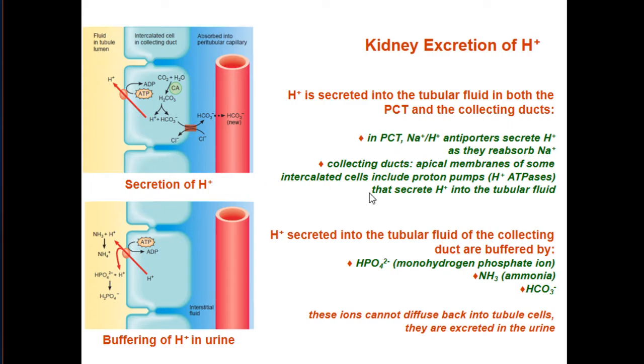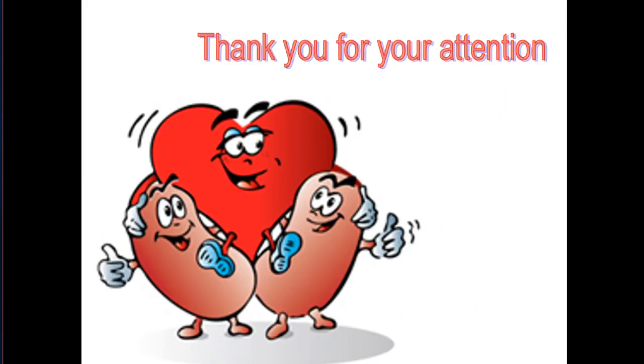And when hydrogen is in the fluid of the collecting ducts, it has to be buffered. And what are the options? It could be buffered by phosphate ions, like you have the example here, and it could also be buffered by ammonia and bicarbonates. These ions cannot diffuse back into the tubular cells, and thus they will be excreted in urine. Thank you for your attention.